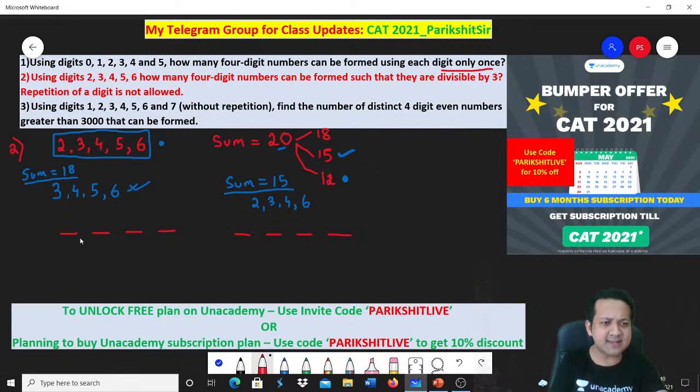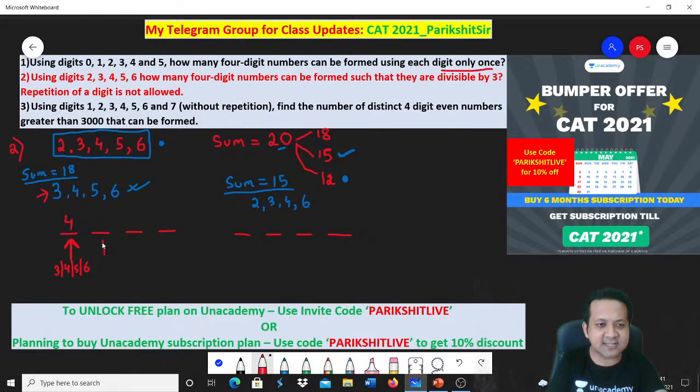Okay. Let's start. First case. How many ways can you fill up the thousands place? Remember, the thousands place can be filled up with any of the 4 digits. You can select a 3, a 4, a 5, or a 6. So basically 3, 4, 5, 6. You can select any of the 4 digits, so you have got 4 options.